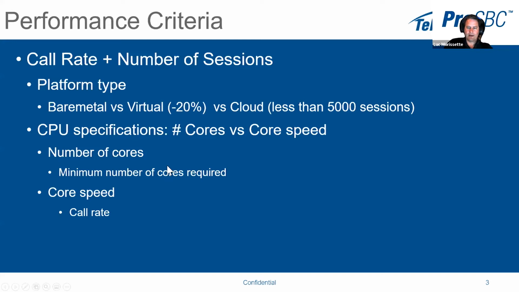So you need to have a certain number of cores depending on the target system you want to achieve. And the core speed, each of these cores will have a certain performance, and it will tell you how many calls per second you can do if you have more CPU speed there.